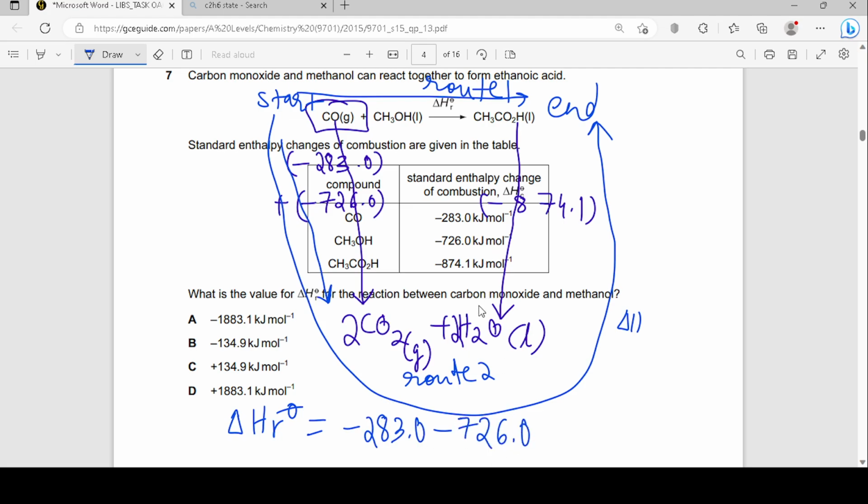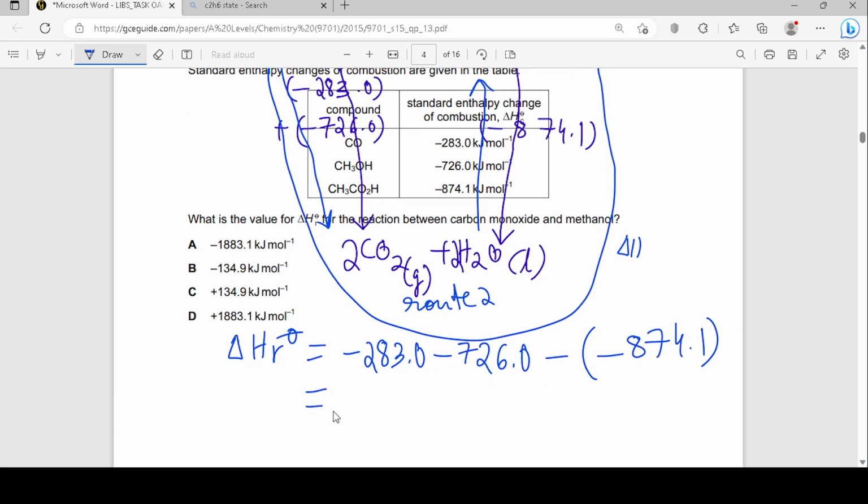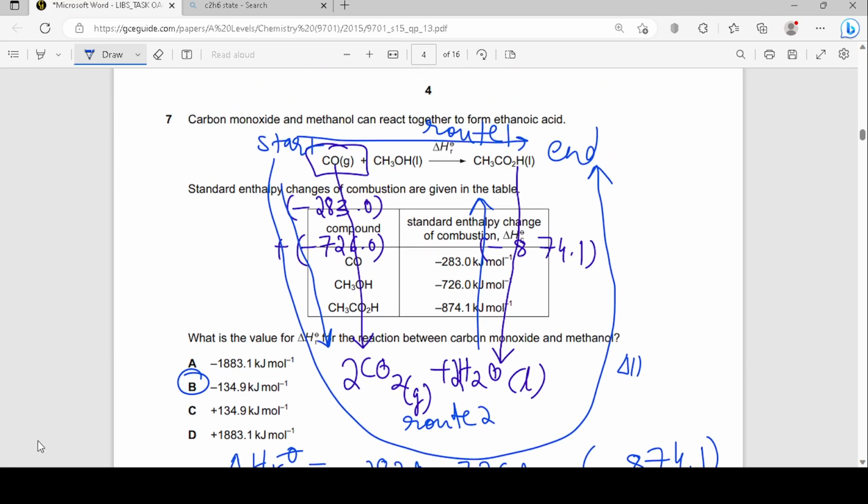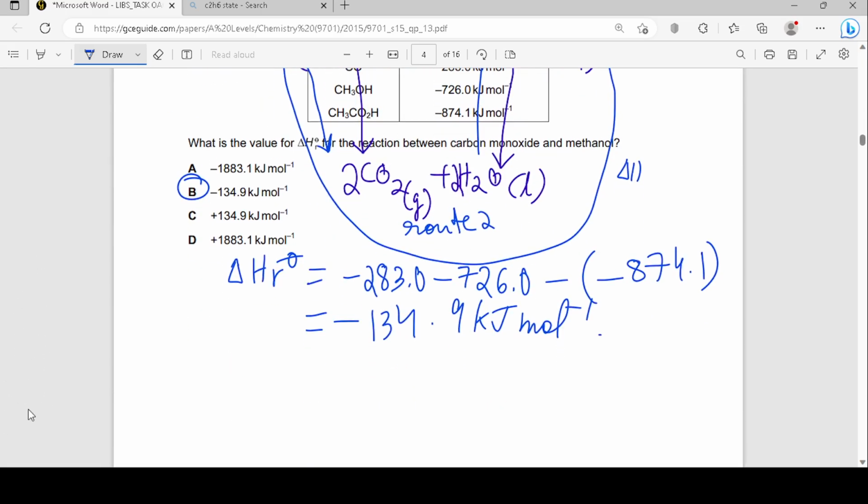Over here I'm going against the direction of the arrow, so I put a minus sign and then minus 874.1. If you're going against the direction of the arrow, you have to put a minus sign. We'll just calculate this out: minus 283.0 minus 726.0 plus 874.1. So that is minus 134.9 kilojoules per mole. Which option is that? That's option B. Okay, so that is your answer.